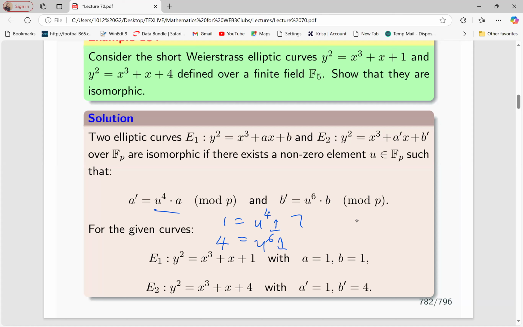Now, this u must satisfy these two conditions. That u raised to 4 times 1 should give us 1, and u raised to 6 times 1 should give us 4. We are doing this mod 5.